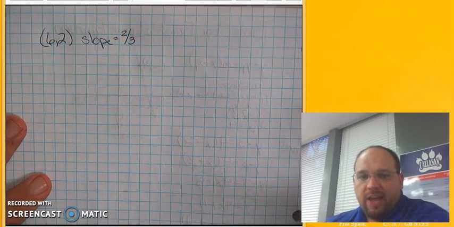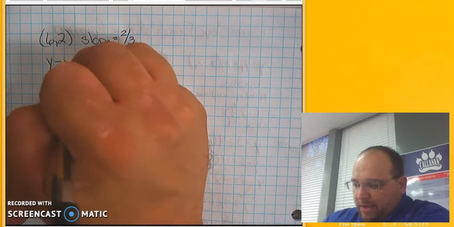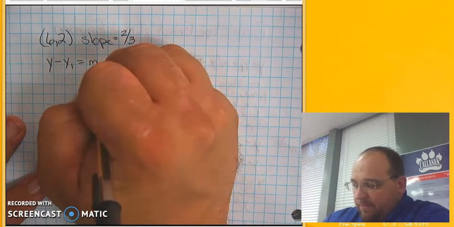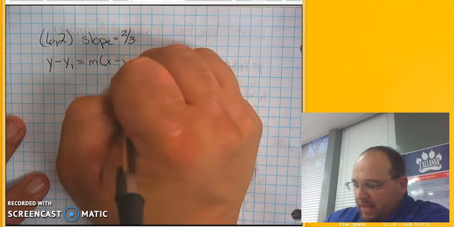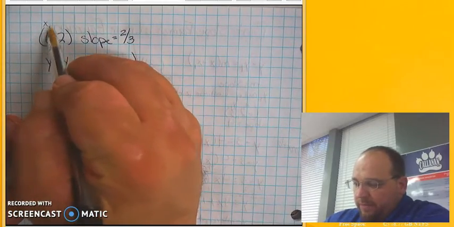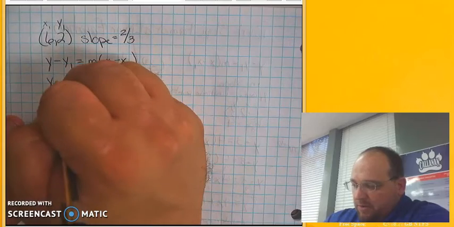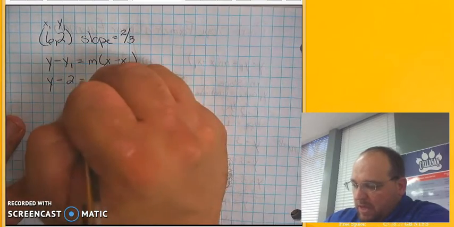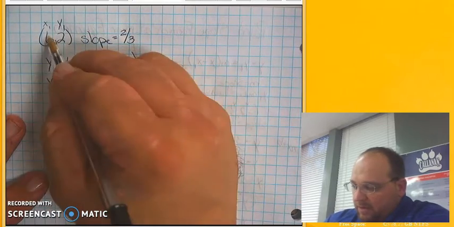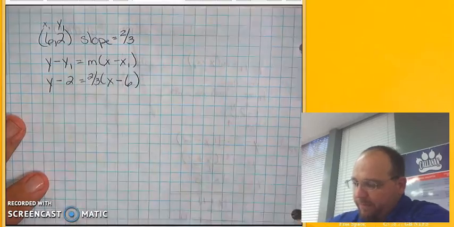Alright, let's go ahead and check to see how you did. Again, you should be using the formula y minus y1 equals m parentheses x minus x1. You should have labeled 6 x1, 2 would be y1. Substituted those in there, so you have y minus 2 equals 2/3 is going to go in for m, x minus 6 for x1.